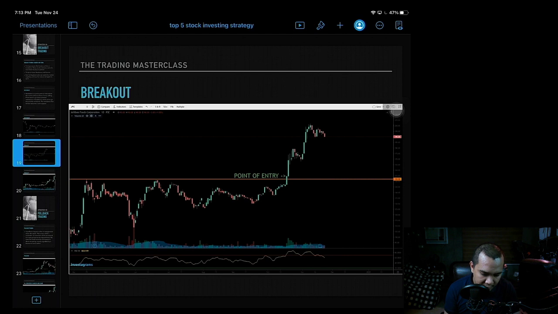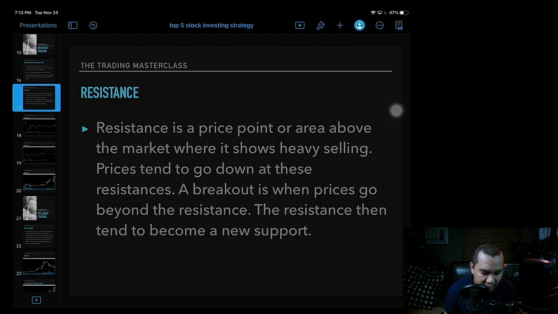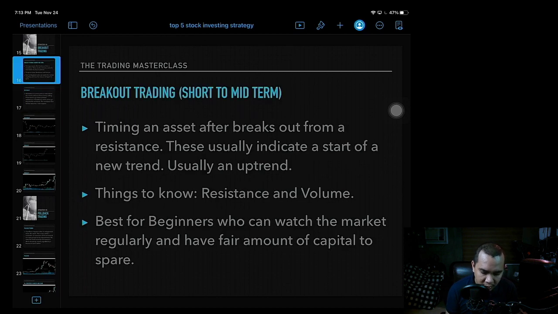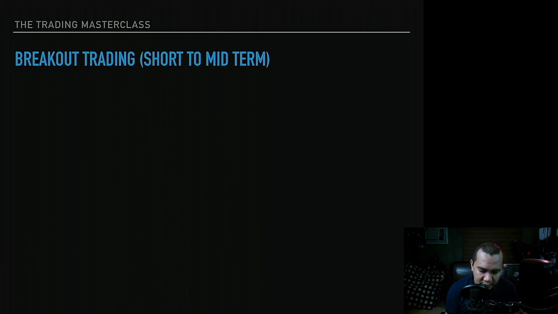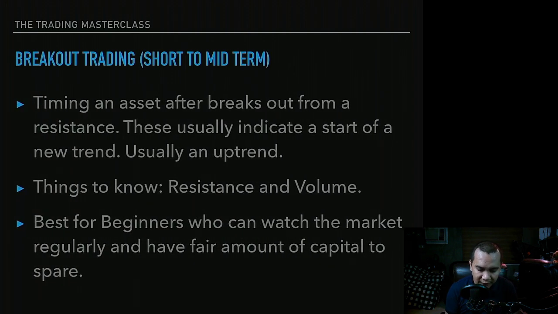Okay, so I just want to go back a bit to breakouts. I mentioned during a breakout, you need to know what volume is. Volume is the amount of trade done during that day. So a breakout can fail. It can go beyond the resistance but go back down below the resistance.